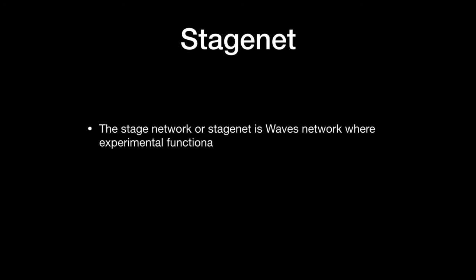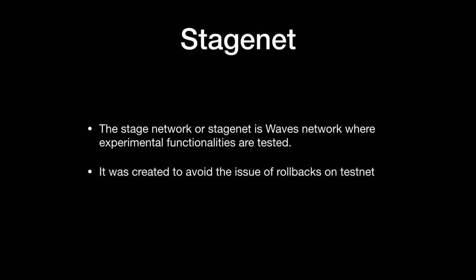Lastly, let's look at the Stagenet. This is a newer blockchain network on the Waves ecosystem, and it was made in order for Waves to test experimental functionalities. Before the Stagenet, these experimental functionalities were normally tested on the Testnet, but it was discovered that this normally leads to rollbacks on the Testnet, which will cause breaks in developer code or developer DApps. Because of that constraint, the Waves team developed the Stagenet to test these experimental functionalities that might lead to rollbacks. It has a chain ID of S.